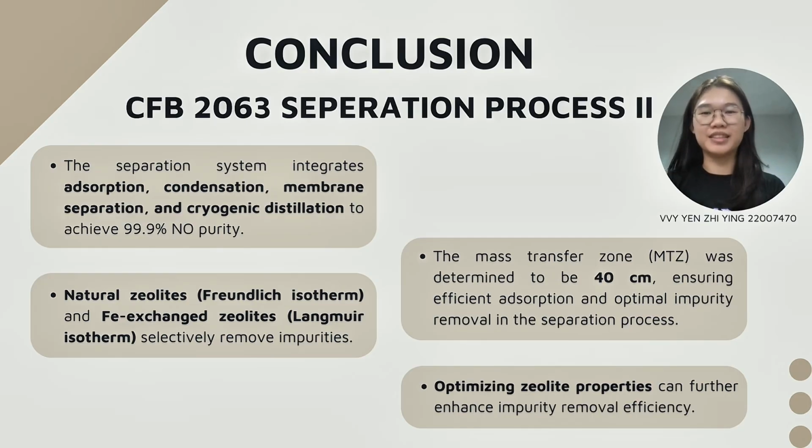Alright, so in conclusion, the separation process system effectively achieved high purity medical grade nitric oxide through adsorption, condensation, membrane separation, and cryogenic distillation. Adsorption removed NH3 and NO2. Condensation removed moisture. Membrane separation reduced oxygen. And cryogenic distillation ensured 99.9% purity. Natural zeolites follow the Freundlich isotherm, while ion exchange zeolites adhere to the Langmuir isotherm, with an optimal mass transfer zone, MTZ, of 40 cm.